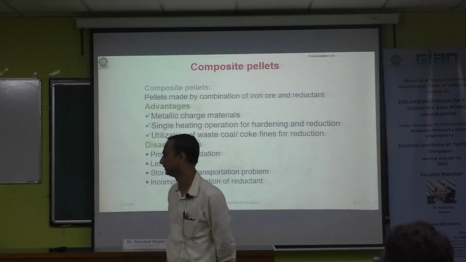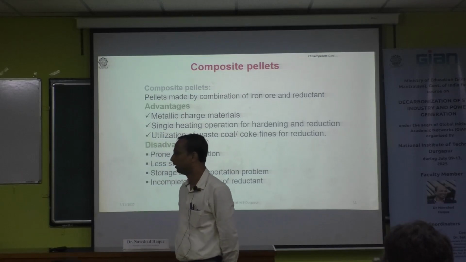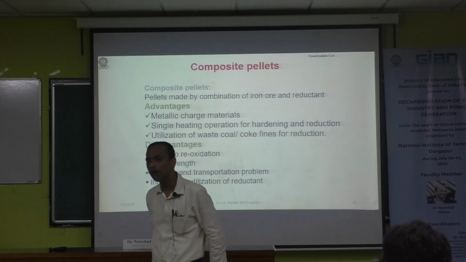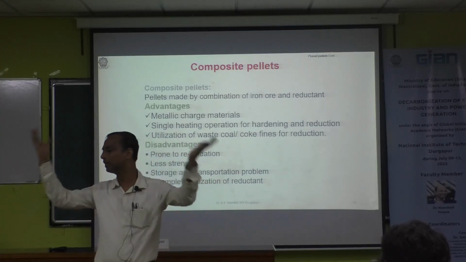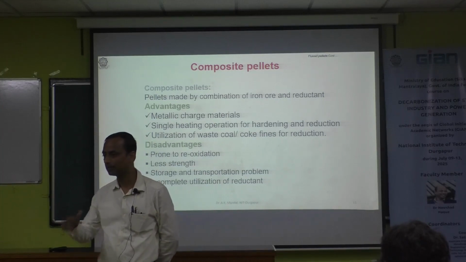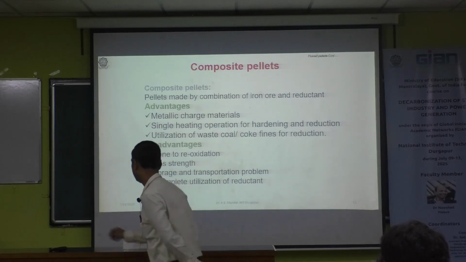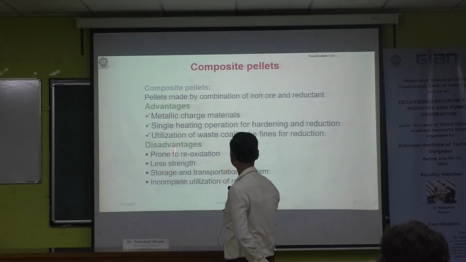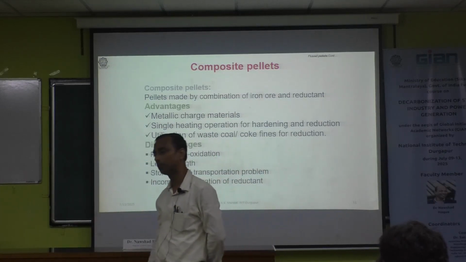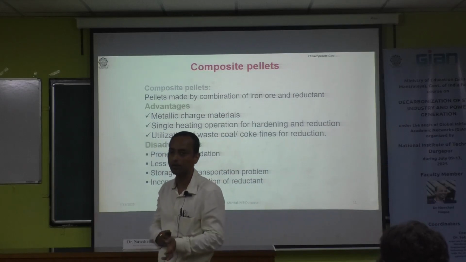Number two, due to the reaction, CO2, SO2, all gases will come out and go to the environment. It means the environment will be polluted. It will create pollution. So the composite pellet, along with these disadvantages, gives incomplete utilization of the reductant and it will create pollution. All the processes will create pollution.